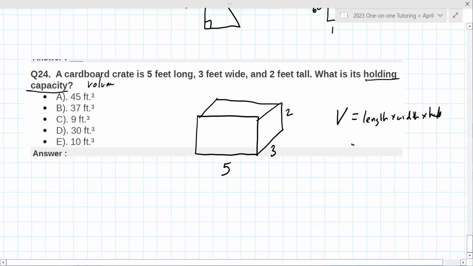So what is the length in this problem? 30.